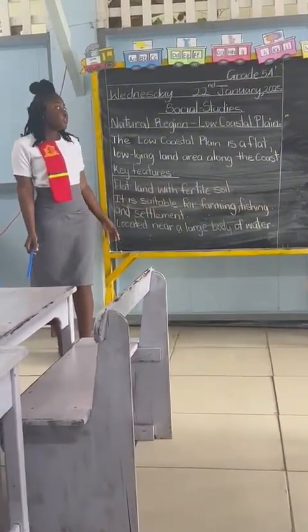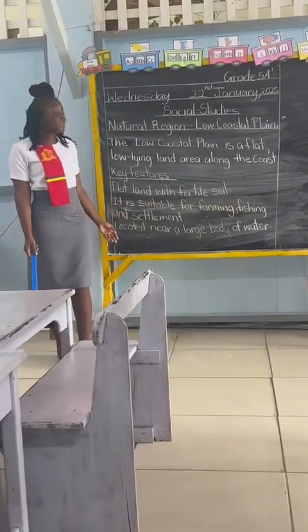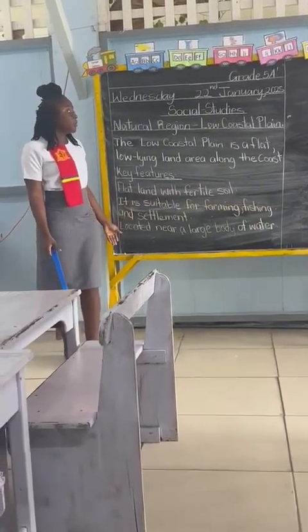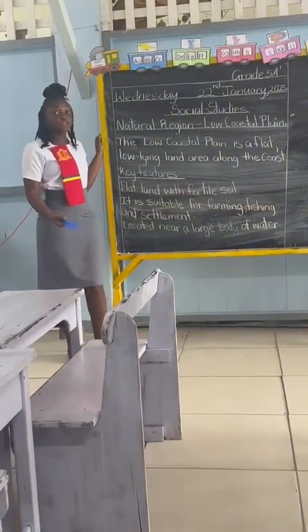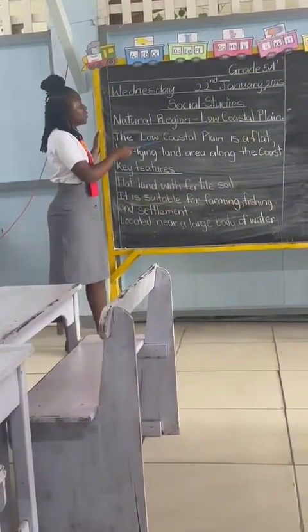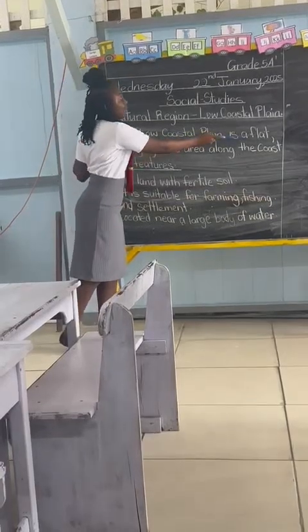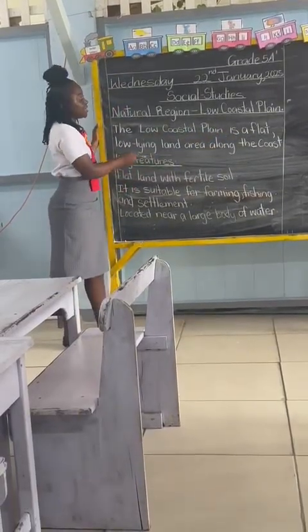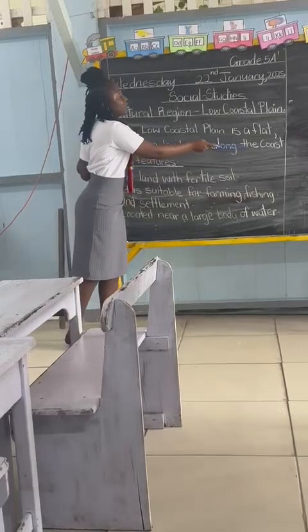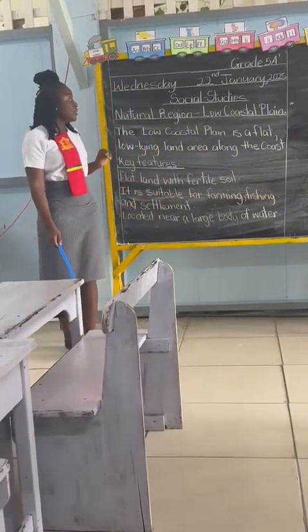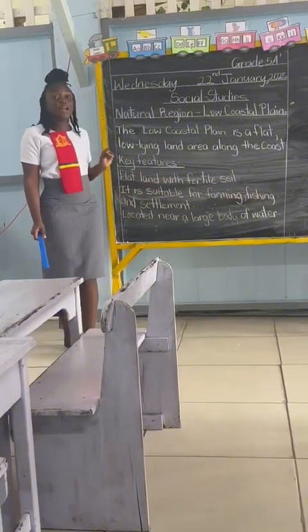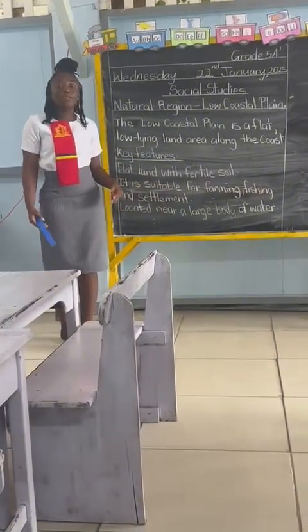Good. So here we have the definition on the board for the low coastal plain. Now, I'm going to read it. The low coastal plain is a flat, low-lying land area along the coast. Now, when you hear flat, low-lying land area, what comes to mind?